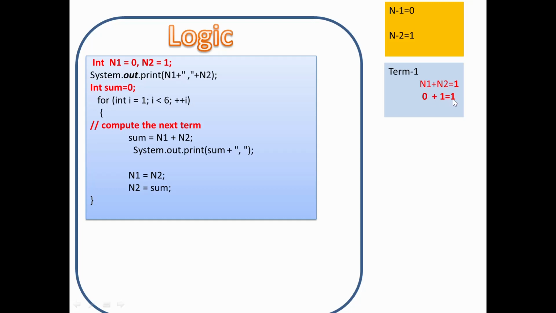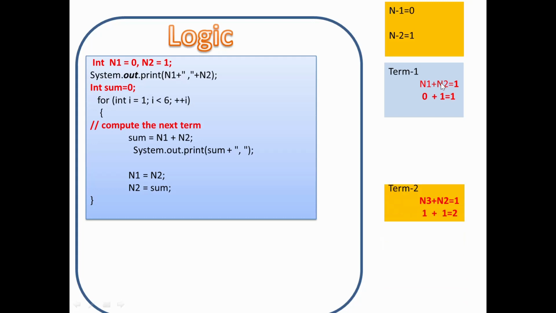Whatever the value is after the equal to, that is the current value. Whatever the value is before the equal to is the previous value. That is the major difference we should understand. Then we can easily write the logic here, before value and after value. So term 1 is done. In the console it is printed like 0, 1 and 1. So term 1 is completed.